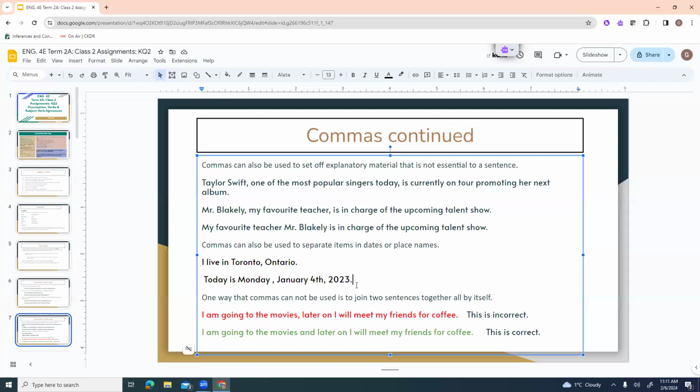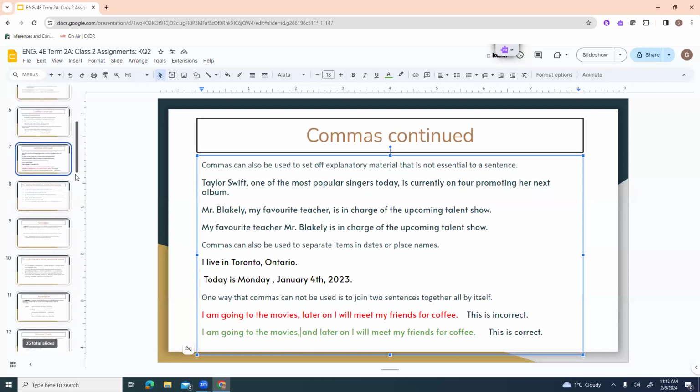I could say, "I am going to the movies, and later on, I will meet my friends for coffee," because I've used a conjunction, the conjunction and, to join them. Or I could make it two separate things. I could say, "I'm going to the movies." Period. "Later on, I will meet my friends for coffee." Also period. That works too, but you cannot use a comma to join two sentences.